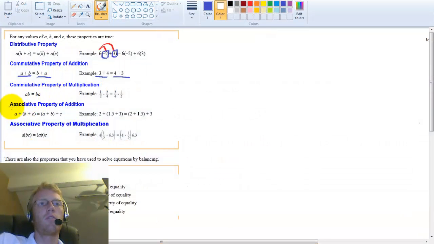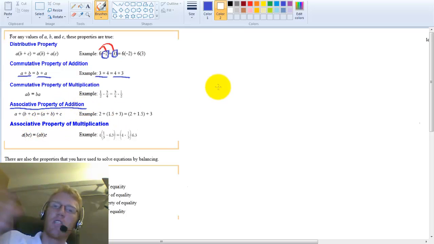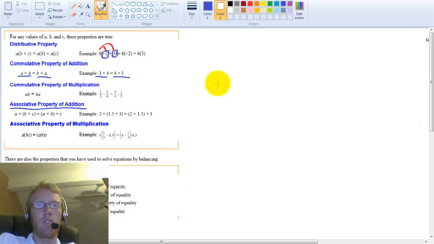Next one, associative property of addition. Associative property of addition says that if you're adding a whole sequence of many, many numbers, you can add them in any order you want. Now this gets a little tricky when you have subtraction, which is the same as adding a negative, so I want to do some examples to help illustrate what I mean. But let's start with their example. This one's a real simple one when it's all positive numbers.